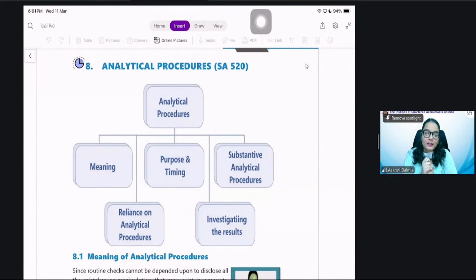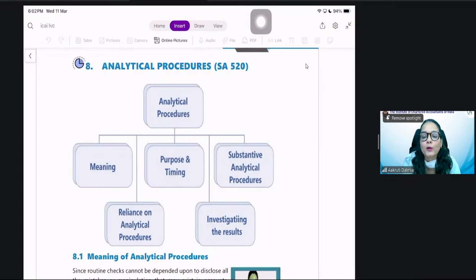Tanu has answered, but it is wrong. Pooja, your answer is correct. 510, initial audit engagements, opening balances. Perfect. Now tell me which standard number is for external confirmation. 505, absolutely correct, Pooja. I think last time also Pooja won this fastest finger first, so this time also Pooja is leading. 505 is correct for external confirmation.